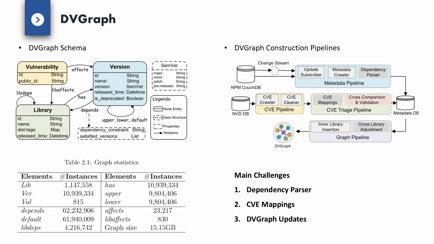First, we introduce the construction and maintenance of DV graph. We first define the schema of DV graph as presented in the upper left figure. Basically, we have three types of nodes: library, version, and vulnerability, and 8 types of relations.